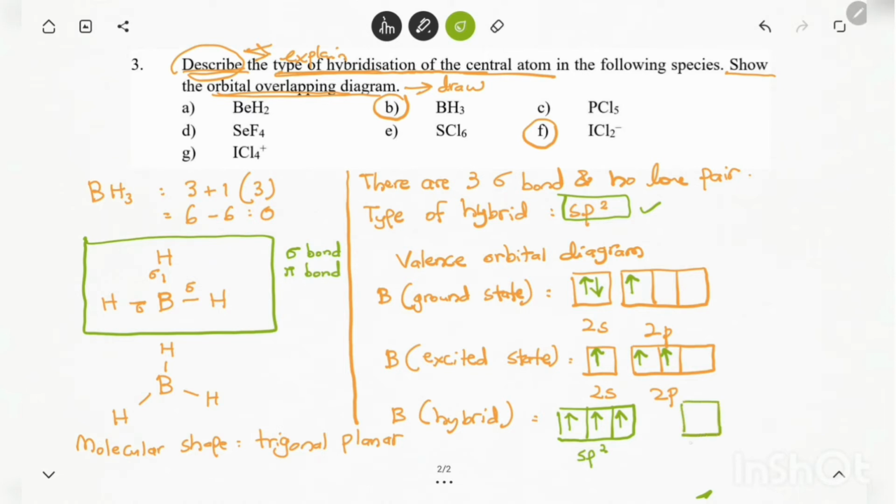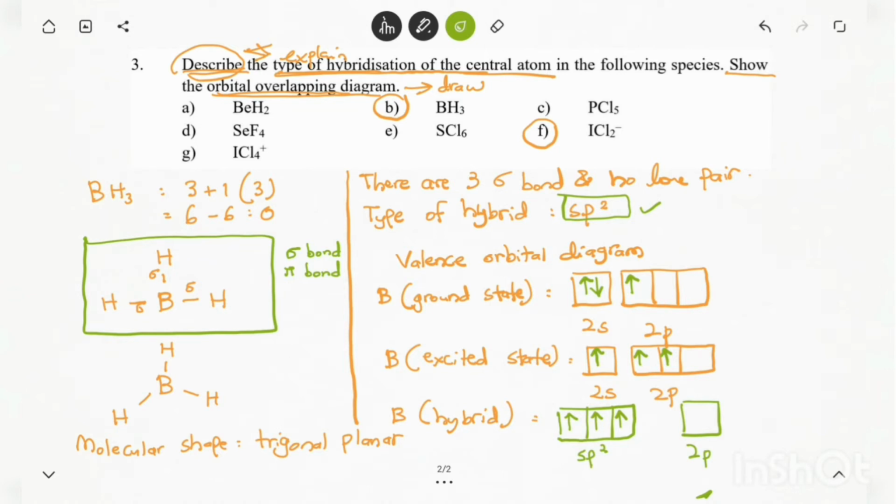We have an empty orbital here. And then the valence orbital diagram for the terminal atom, which is hydrogen, is 1 electron in the 1s orbital. This is for describing the type of hybridization.